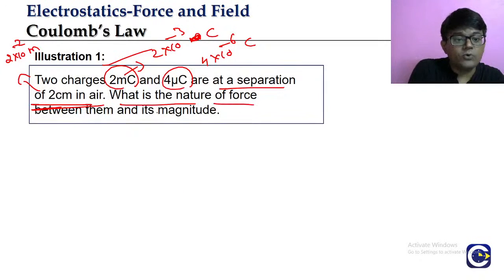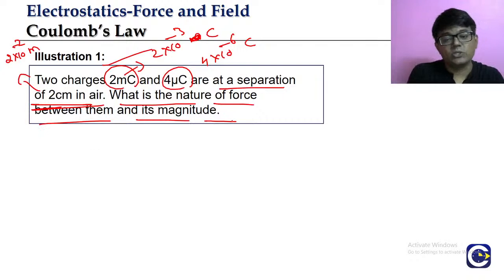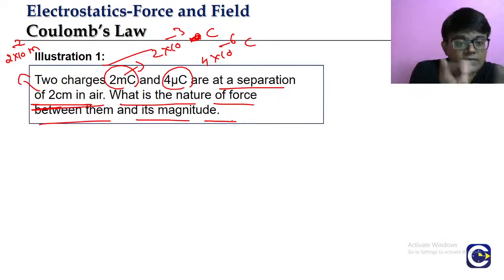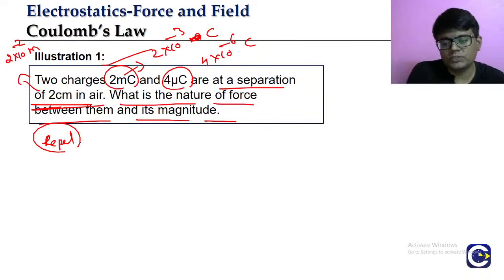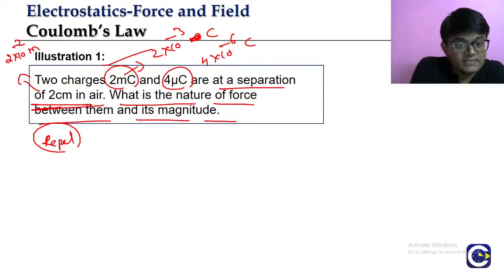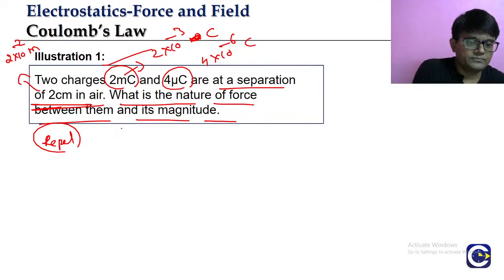What is the nature of force between them and its magnitude? They are asking what the nature of the force is. We have a 2 millicoulomb charge, which is a positive charge, and a 4 microcoulomb charge, which is also positive. So two positive charges, what are they going to do? They are going to repel. So the nature of the force is repulsive. Next, they are asking what the magnitude of the force is.